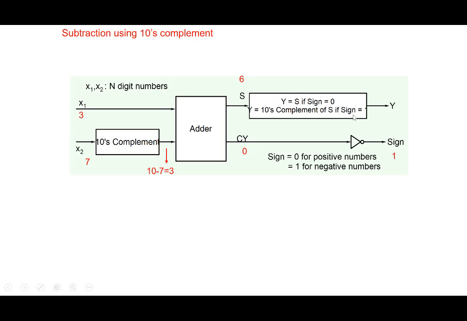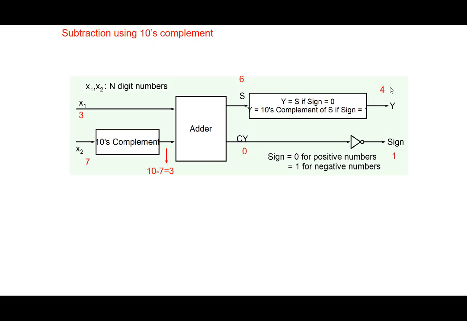And the 6 here, if you want the magnitude of that negative number, you take the tens complement of this one. So you do 10 minus 6, which is equal to 4. So what it says is 3 minus 7 has sign minus, and the magnitude is 4. So the number is minus 4. Right, so we get the right answer here also.